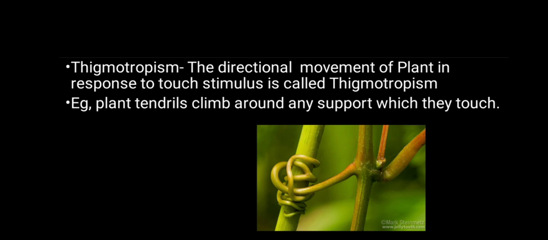We know climbers are plants with very weak stems that need a support to grow. Climbers have tendrils, and when these tendrils come in touch with a support, they start to cling onto the support and help the climbers to grow. This response of a plant part to touch stimuli is called thigmotrophism.